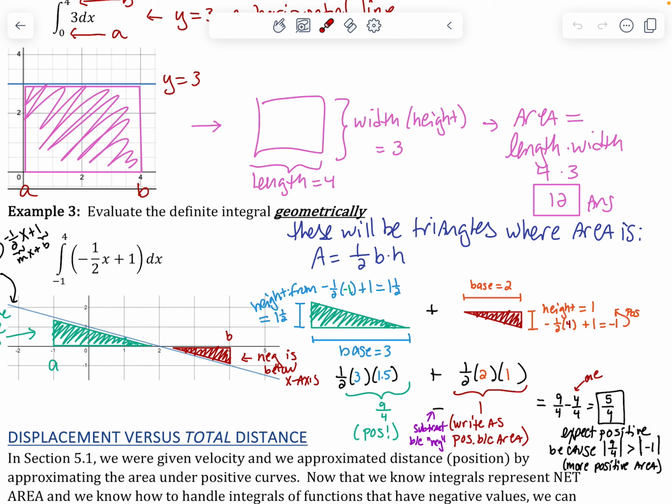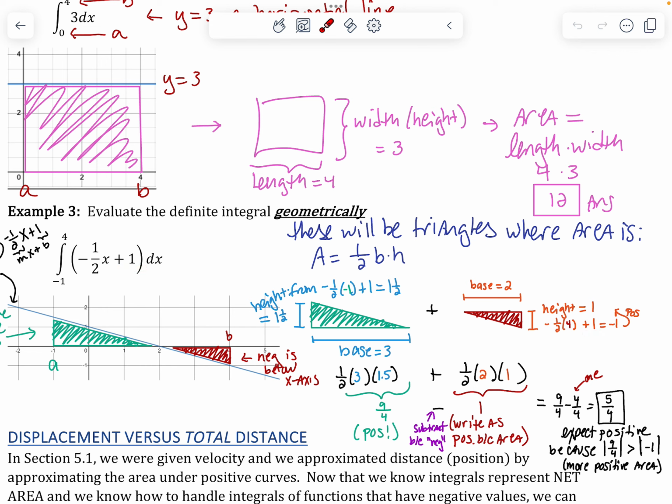Again, I need the height. And this one actually looks like it's negative 1, but I don't want to go off of my visual. I need to be sure. So I'm going to come to negative 1/2 x and plug 4 in because that's the x value I'm above. I've got that plus 1. And yeah, the math did end up being a negative 1.